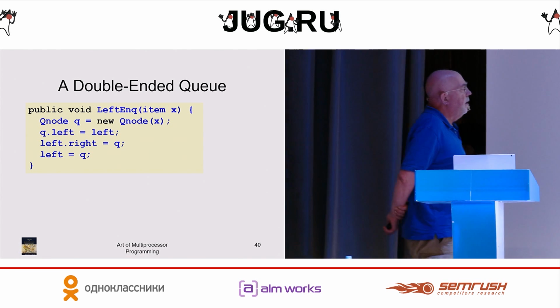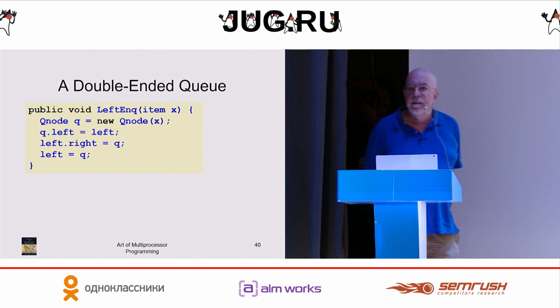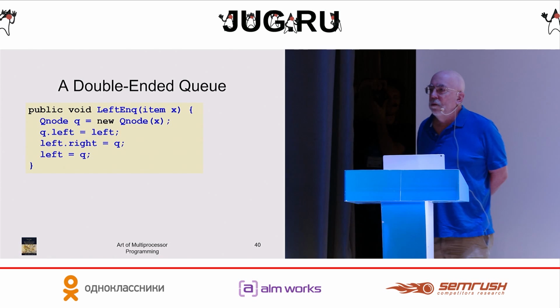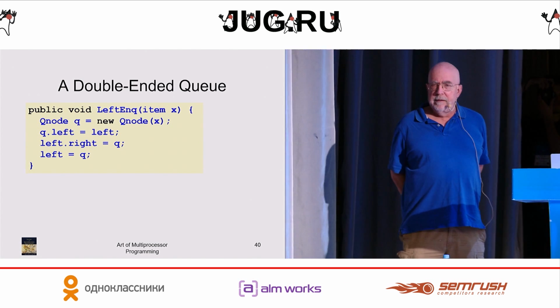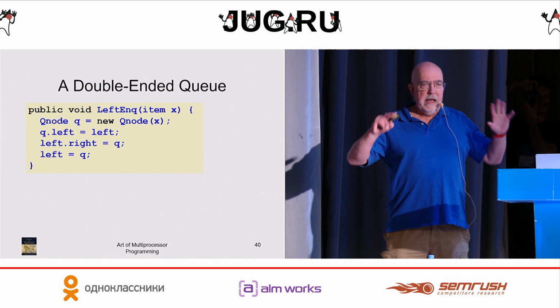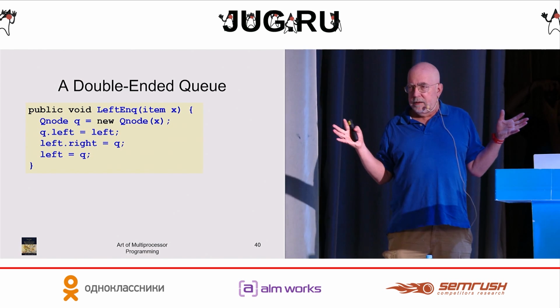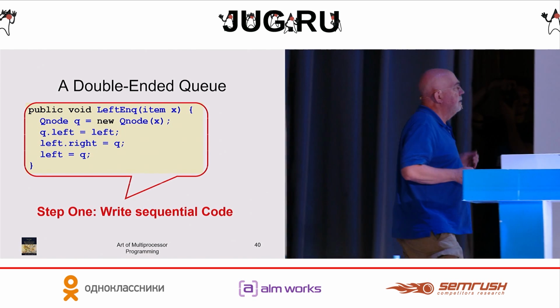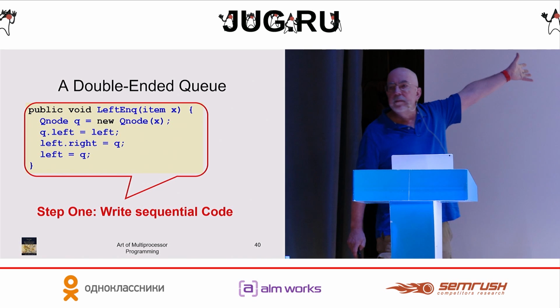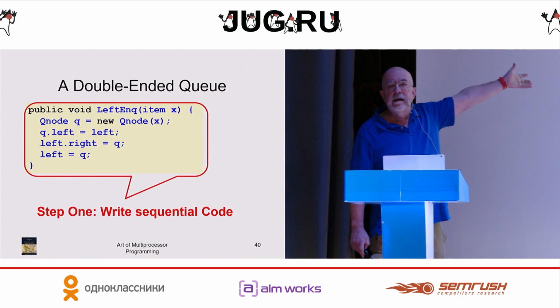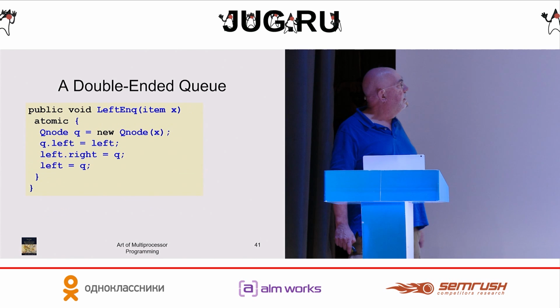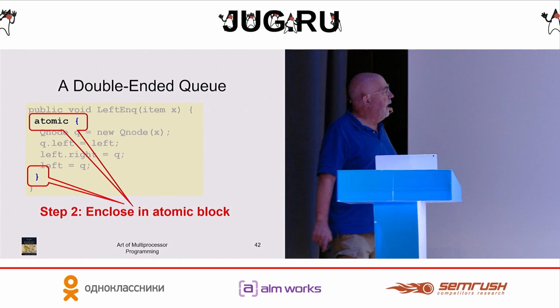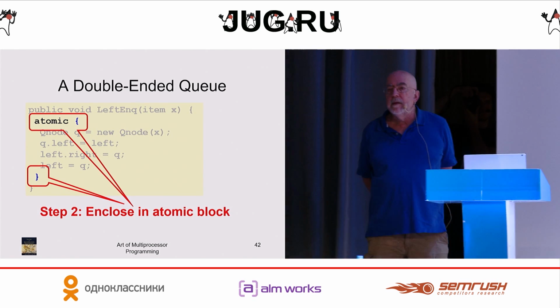Now, you remember the double-ended queue that I mentioned. I was talking about how building a double-ended queue is surprisingly difficult. So here is how you would go about doing this in a transactional model. First, you write the sequential code. So this is how you would write a sequential double-ended queue in a language like Java. And then step two, you take that and you enclose it in an atomic block.